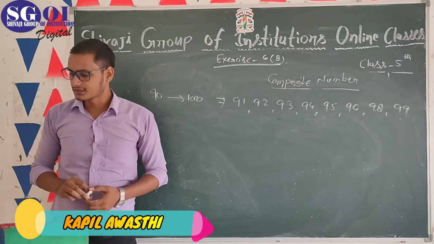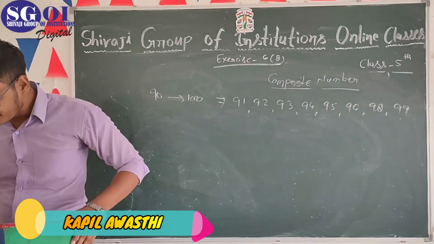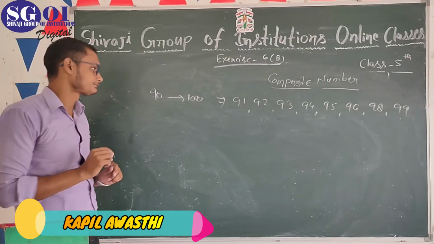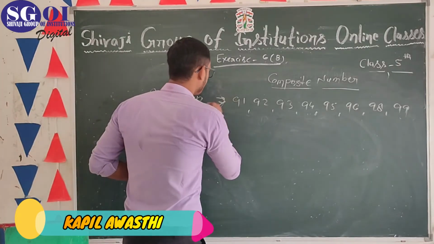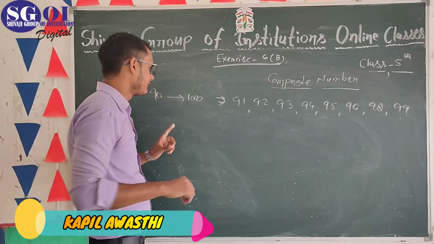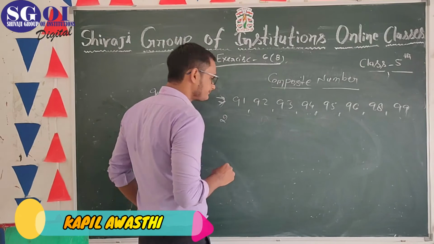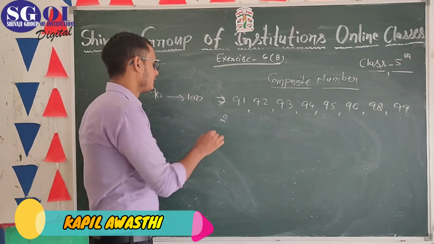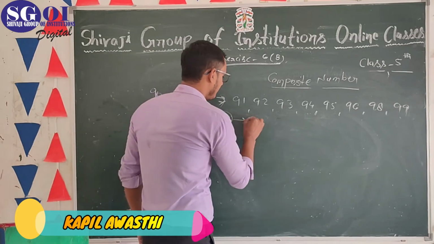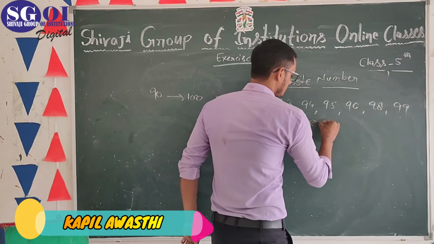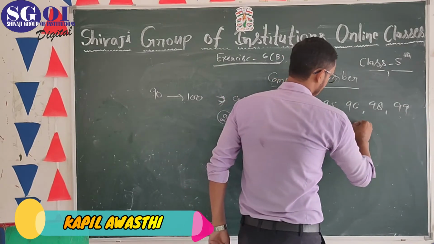Next, how many even prime numbers are there? Students, the most important question: prime numbers start from 2, and the only even prime number is 2.